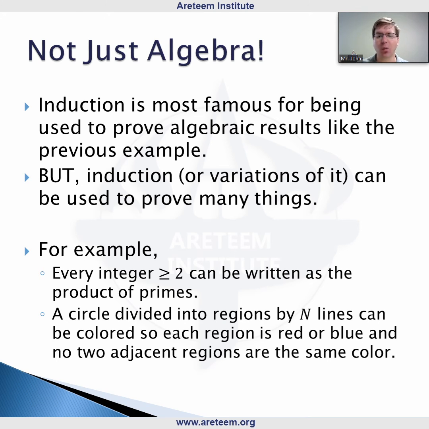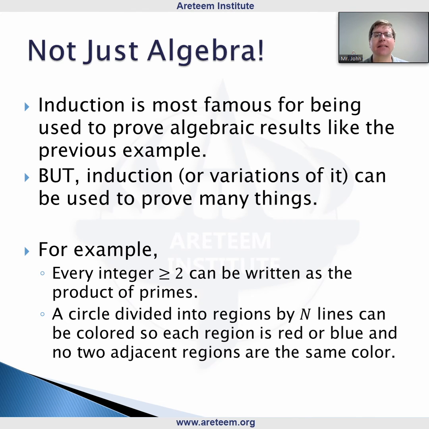As another fun one, you can prove that any circle divided into regions by n lines can be colored so each region is red or blue and no two adjacent regions are the same color. Again, you can do this as an inductive argument: you have a coloring that works for n lines. What happens if you add another line? If you know programming at all, you're probably starting to see a connection to recursion and recursive algorithms and things like that as well. But let's take a look at this primes one as a way to close out this video.